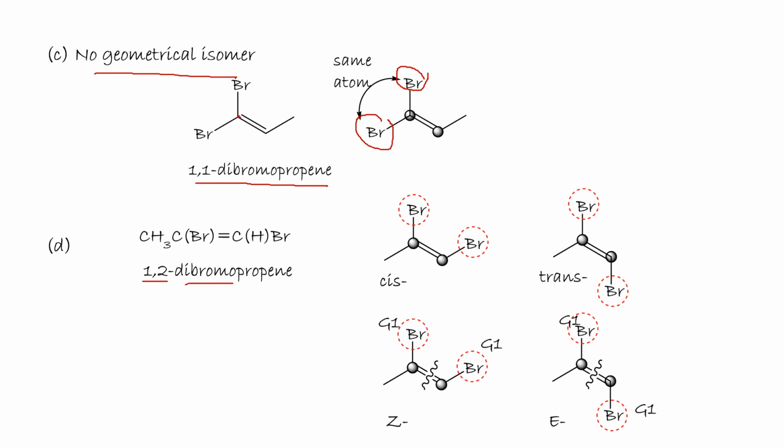For 1,2-dibromopropane, carbon number 1 and 2, if the bromines are in the same direction, then it is cis. Opposite direction, it's trans. If you look at carbon number 1, Br is senior. Carbon number 2, Br is senior. In the same direction, Z. In this one, Br and Br are in opposite directions, it's E.